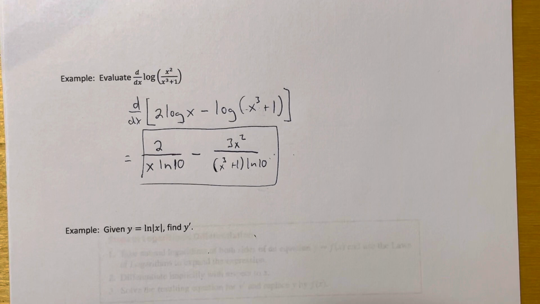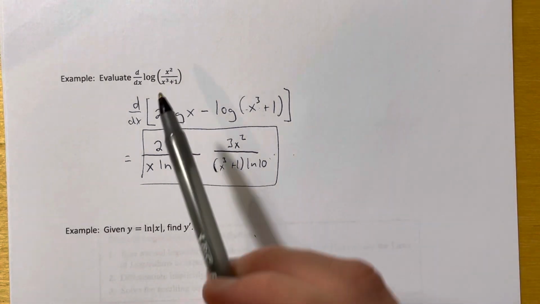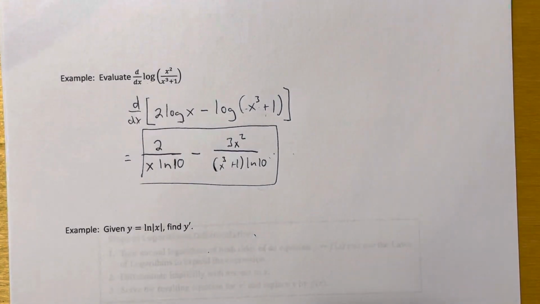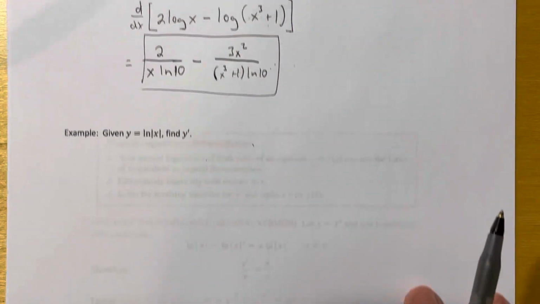That's going to be my answer. Okay, so notice I didn't need the quotient rule anywhere. I was able to use my logarithm to break this thing down into easier to manage chunks. We're going to revisit that very soon.